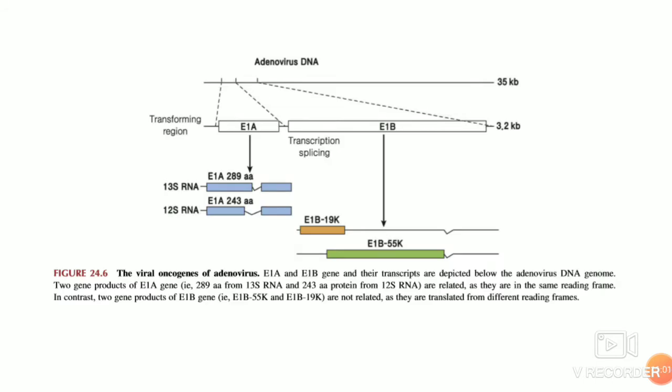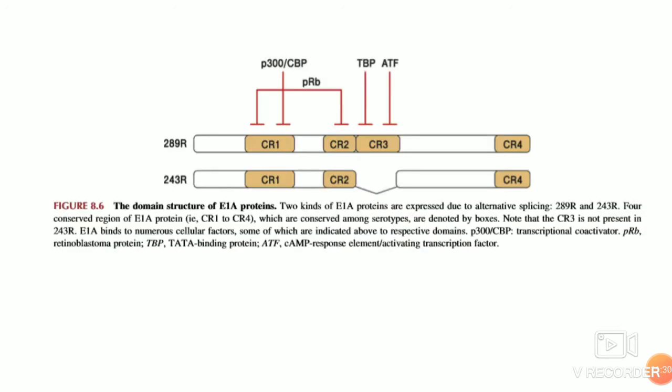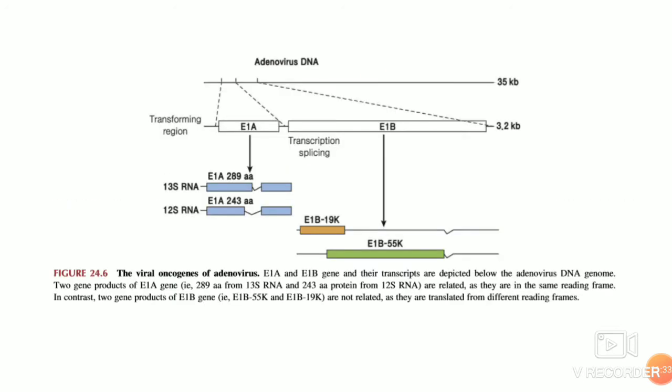Now coming to E1 transcripts, E1 region has two transcripts, E1A and E1B. E1A by alternative splicing gives out two transcripts, that is 12S and 13S RNAs. This 12S RNA gives out a 243 amino acid protein, and 13S RNA gives out a 289 amino acid protein.